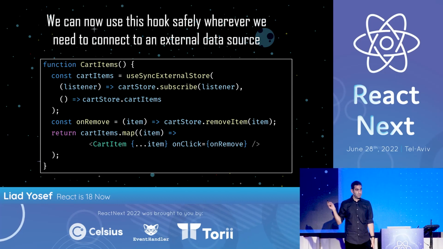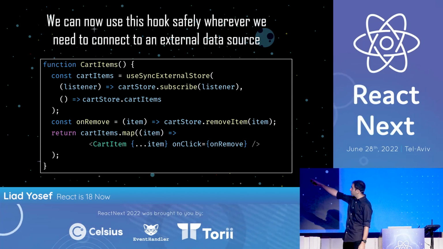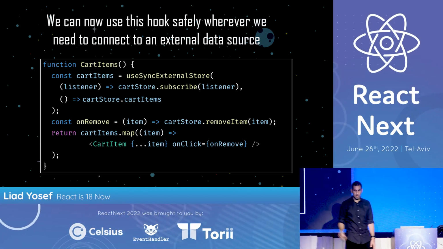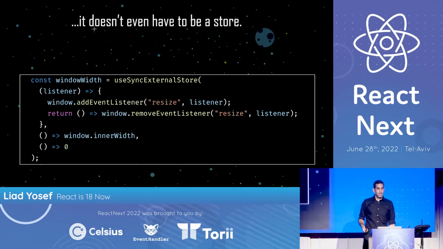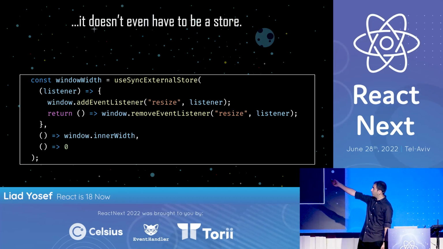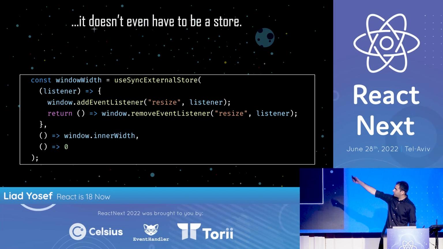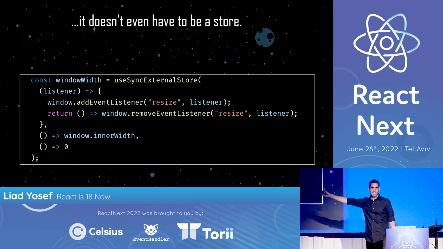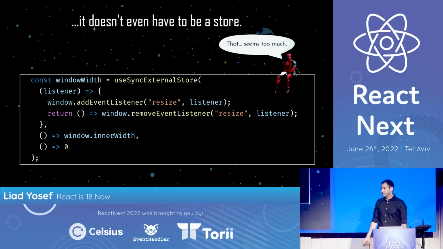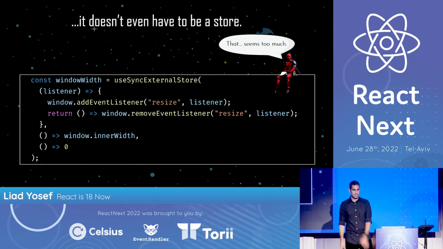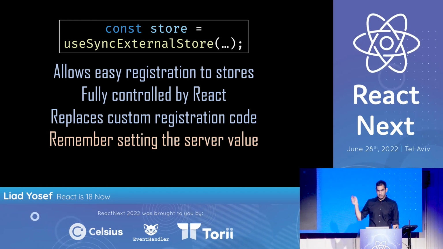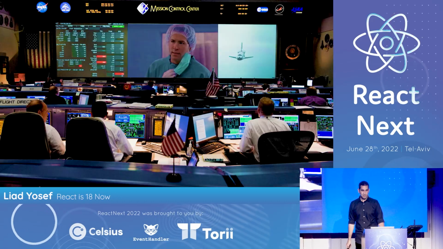So now you can use this hook safely whenever you need to connect to an external store. Just do useSyncExternalStore, and then give it the subscribe and the selector, and it will work, and it's super, super cool. And it doesn't really have to be a store. You can use it to connect to any external data source, even a window resize listener. See, this is super easy. You just give it the subscriber, and then the second argument is the selector, how to get the width, and the third one is the SSR. And that seems like too much. Why do we need it? We'll see in a second. But to recap, using useSyncExternalStore allows easy registration to stores, and it's fully controlled by React, and we need to remember to set the server value.